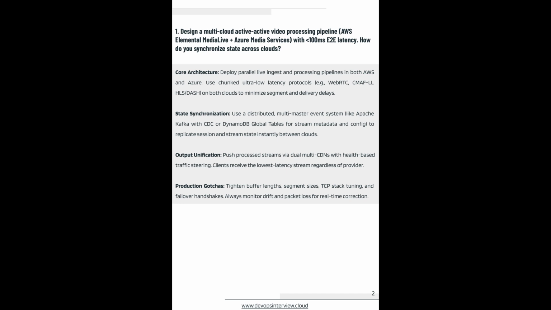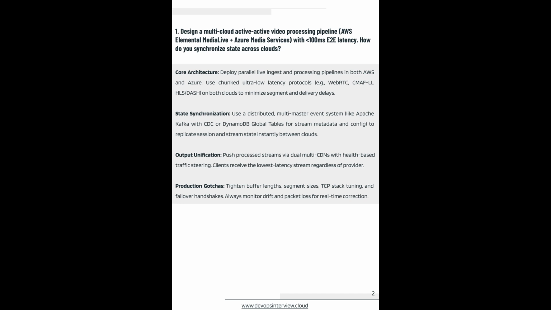Right. Let's follow that flow in detail. Step 1, source ingest. The raw video feed doesn't just go to one cloud. It hits redundant ingest endpoints simultaneously in both AWS and Azure, usually geographically close ones. This ensures that even if, say, the Azure ingest point has a temporary blip, AWS is still getting the feed cleanly, and vice versa. Dual ingest for immediate redundancy.